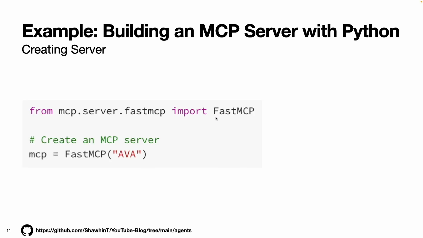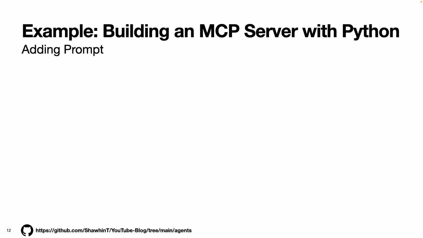We can just import this FastMCP class, and then we can create a new MCP server called Ava with this line of code. Before, we saw the three key primitives in an MCP server are prompts, resources, and tools. So let's add each of these to our server. We can add a prompt in the following way.